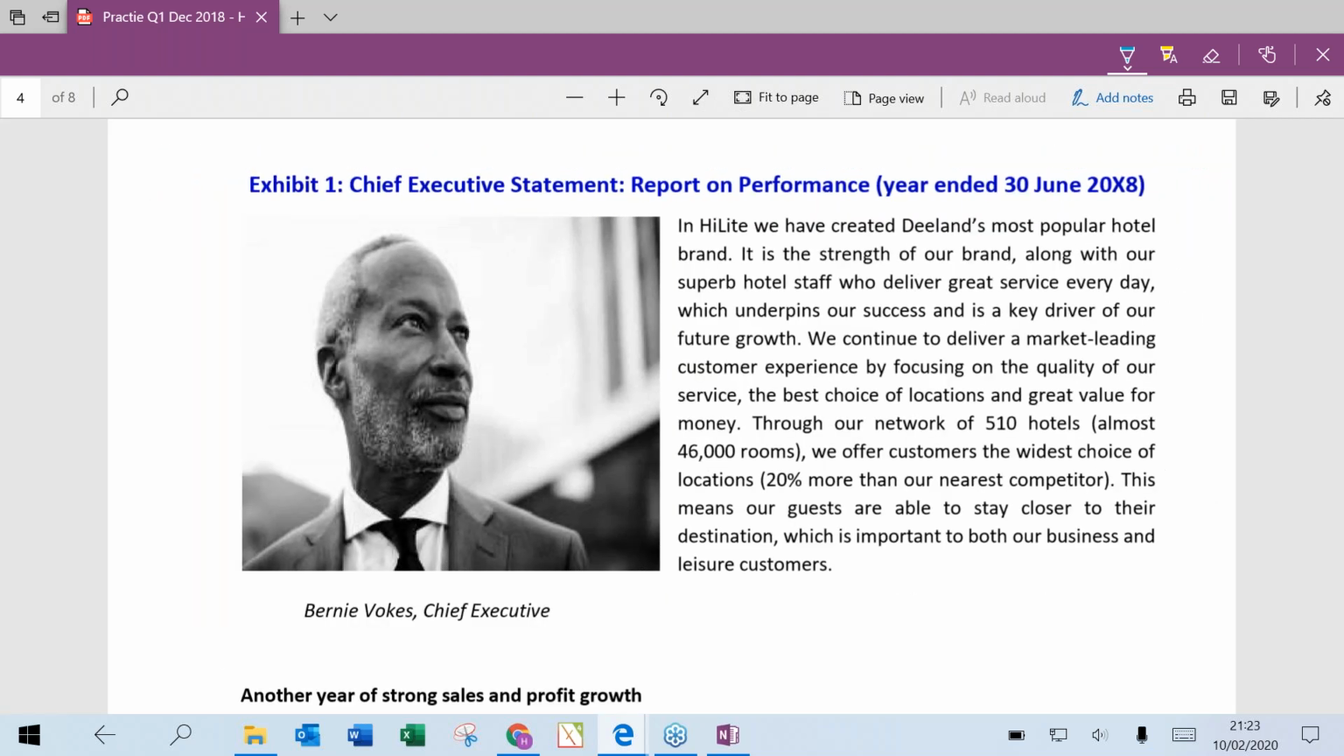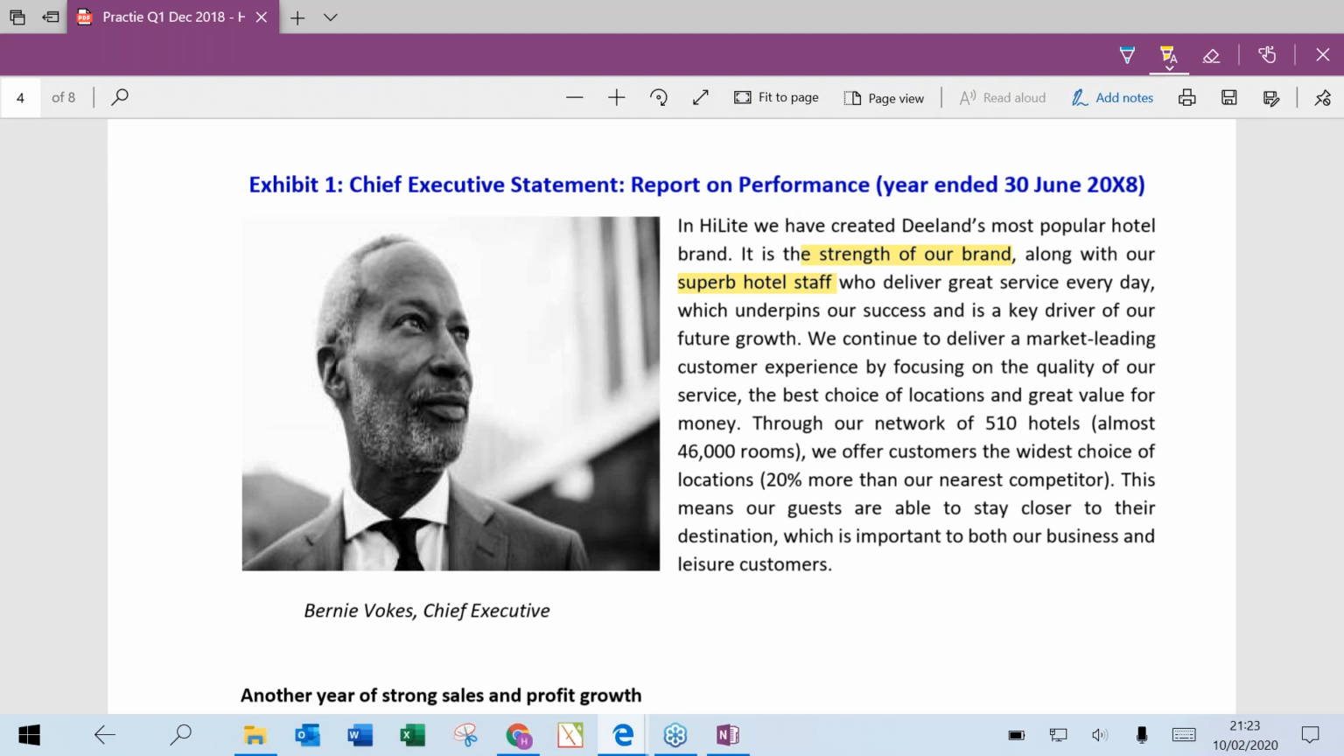In highlight, we have created DLand's most popular hotel brand. It is the strength of our brand, along with our superb hotel staff who deliver great service every day, which underpins our success and is a key driver of our growth. What is a key driver? Strength of our brand and superb hotel staff.